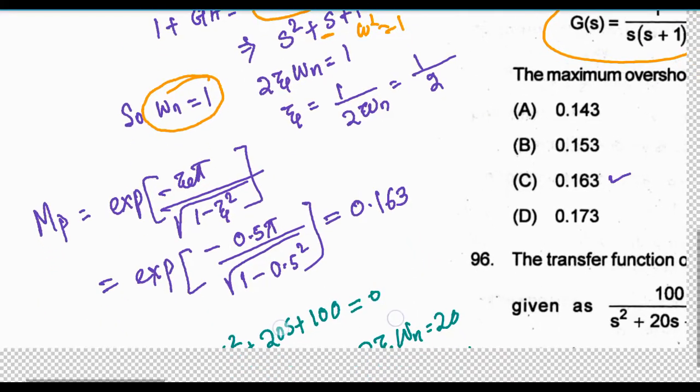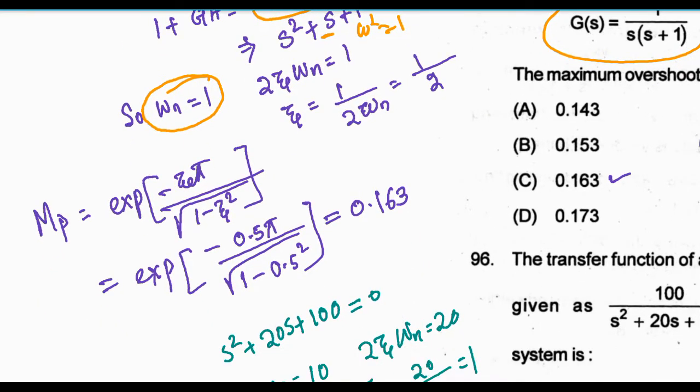Now what is the formula for maximum overshoot? Maximum overshoot is equal to exponential of minus zeta pi by root of 1 minus zeta square. So if we put the values, exponential of minus, zeta value is 0.5, pi by root of 1 minus 0.5 square, and what we are getting? 0.163. 0.163 is the correct answer, option C.